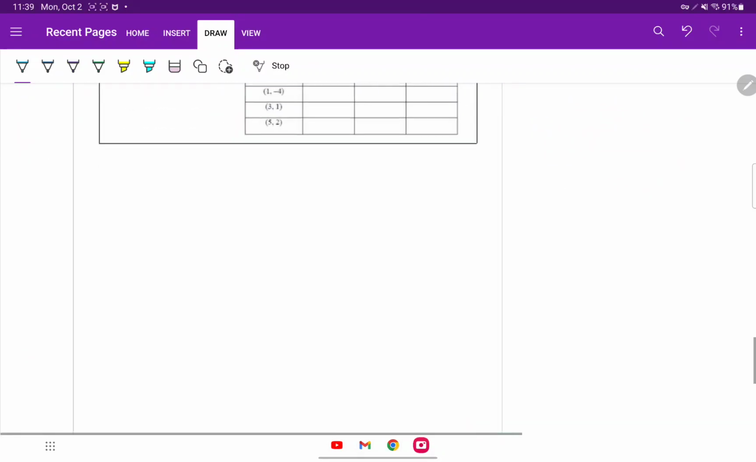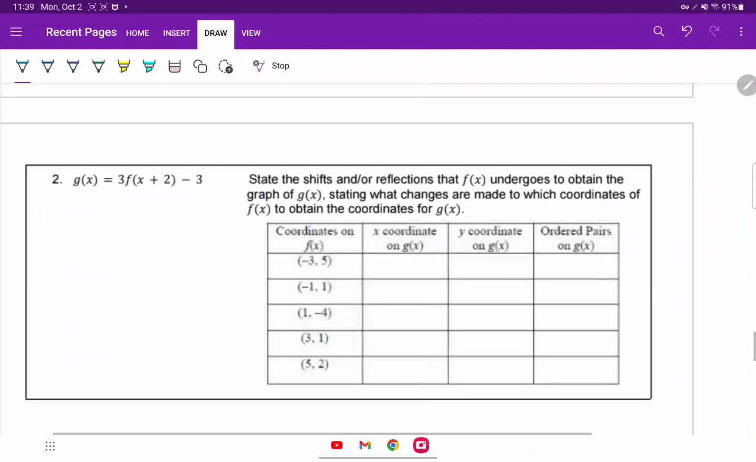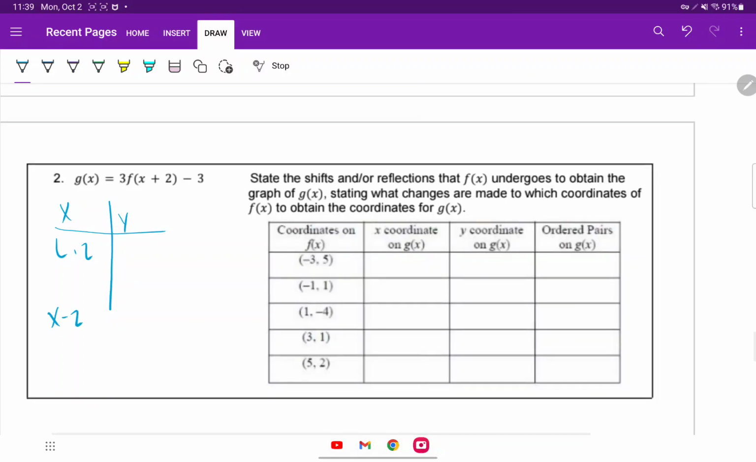All right, here's the last example. It's the same thing except a different function. Starting from the inside for our x's, we have x plus 2, so that's left 2, which is x minus 2. Then for the other part, 3 is greater than 1, so that's a vertical stretch by 3, and the minus 3 is going to be down 3.